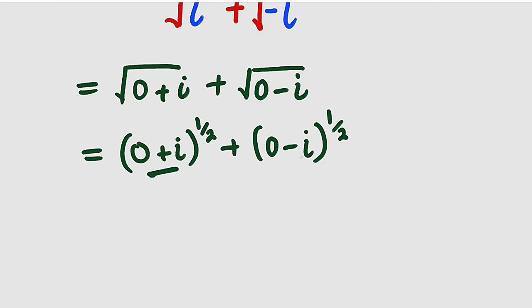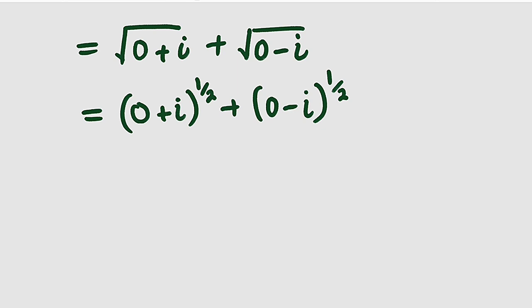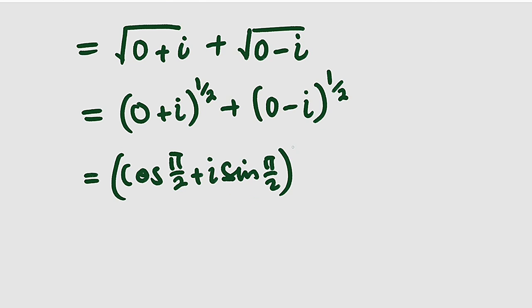So now I would like to transform these complex numbers into their respective polar forms. Using trigonometric ratios, you should remember that cosine represents the real part and sine represents the imaginary part. So we should ask ourselves, cosine of what is equal to 0? And the coefficient of i here is 1, so sine of what will be equal to 1? We know that cosine of pi divided by 2 is 0 and sine of pi divided by 2 is 1. So we have this equal to (cosine of pi divided by 2 plus i sine of pi divided by 2) all raised to the power of 1 over 2.